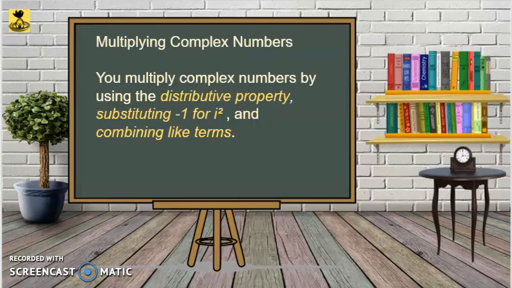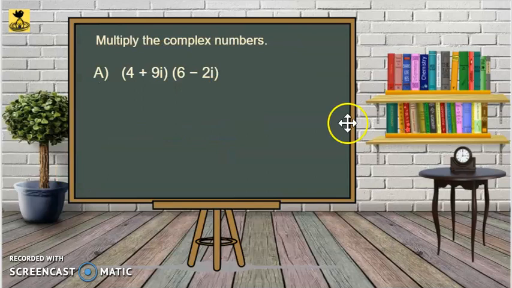Okay, let's proceed to multiplying complex numbers. You multiply complex numbers by using the distributive property, substituting negative 1 for i squared, and then combining like terms. So let's have the first example. Multiply the complex numbers. The quantity 4 plus 9i multiplied by the quantity 6 minus 2i. So again, we will apply the distributive property. In other words, we will also use the FOIL method.